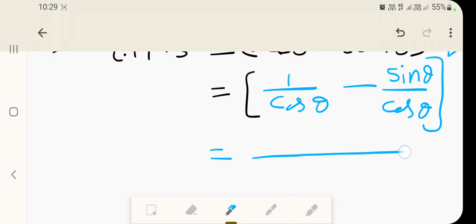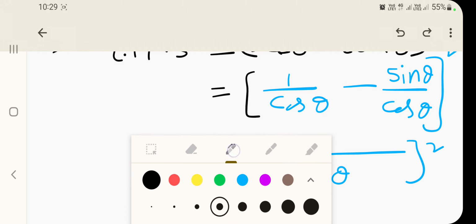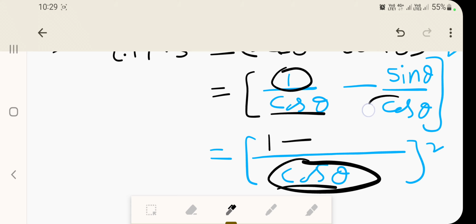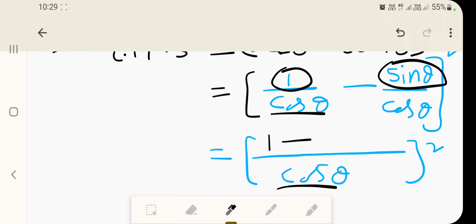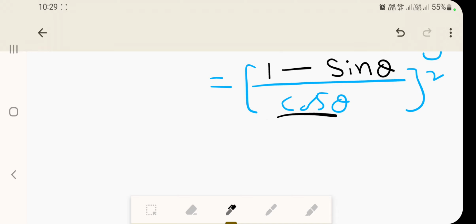Now in the brackets we can take the LCM as cos theta, whole square already it is there, so keep it as a whole square. For the LCM cos theta, we have cos theta by cos theta, it is 1, so 1 minus sin theta divided by cos theta, whole square. So we got 1 minus sin theta by cos theta whole square, right?